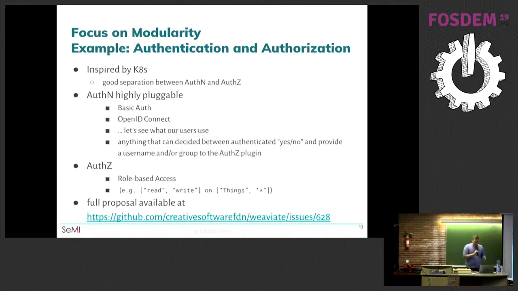In the authorization, again, very, very much modeled after Kubernetes, we want to have a role-based access system. So in this example here, this particular user or a group would have permissions to read and write on things asterisk, so on anything in the things API, but therefore in this example, they wouldn't have any kind of permission to read anything or do anything on the actions API, for example. If you're interested in that, there's a GitHub link with the full proposal.